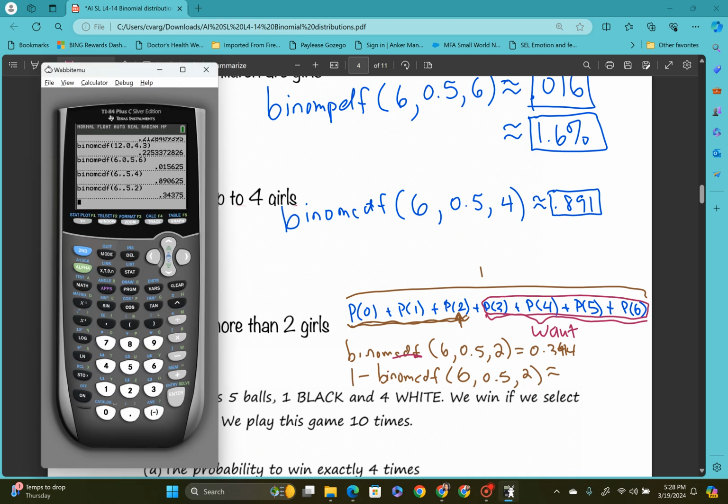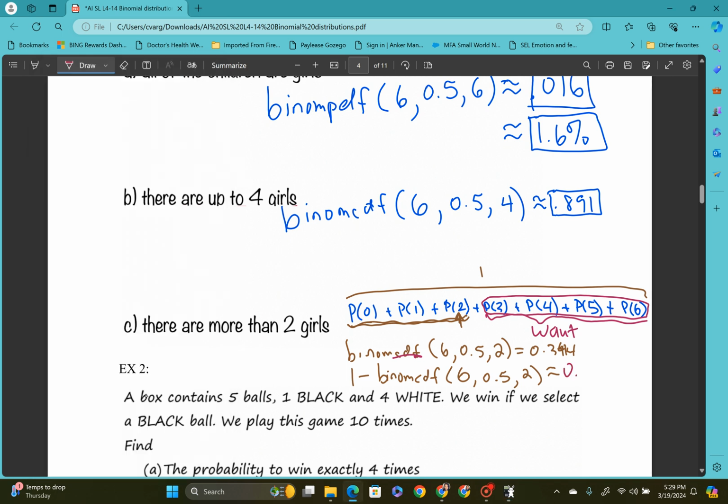So let's do it. You could just do that straight into the calculator, 1 minus, and then now I'm going to go up and grab this. Hit enter, and I get 0.656. So the final answer is 0.656, which is almost 67%. That's the probability that there are more than 2 girls, and that should make sense.